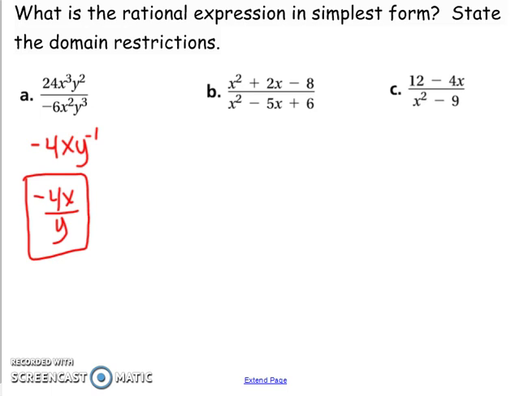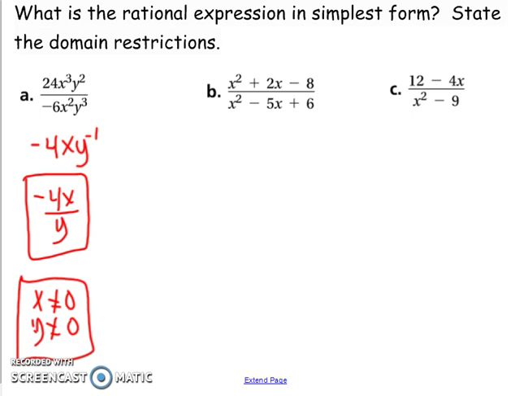And then our domain restrictions, we're basically setting the denominator equal to 0, and whatever that equals is our restrictions. Since we have variables that are getting multiplied together, they're just going to equal 0. So we'll say that x cannot equal 0, and y cannot equal 0. So those are our two domain restrictions.